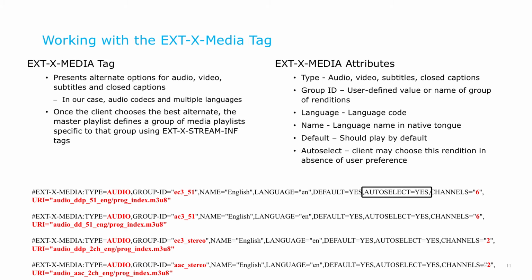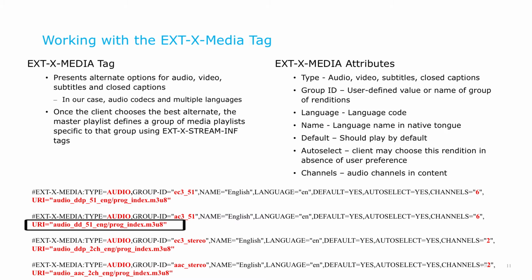In this case, the default setting is yes for all options because the client will scan these 4 lines and play the first compatible format. Finally, Channels identifies the number of audio channels in the content. Looking at the snippet on the bottom, you see we have 4 groups, all audio, named after our 4 audio encodes with the appropriate channel count. The URI shows the location for the media playlist associated with each audio file.